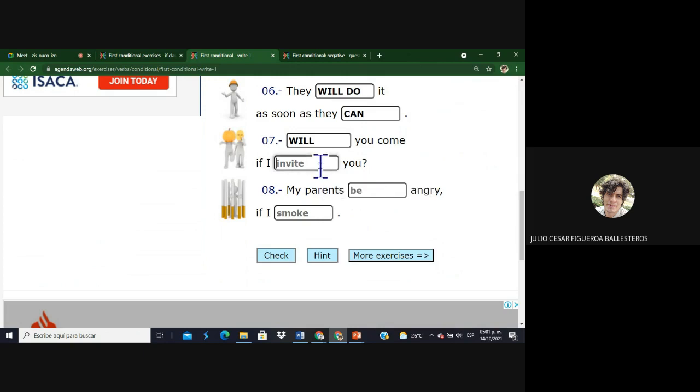I have a recommendation for you. Invite. Will you come if I invite you? My parents will be angry if I smoke. Mis padres estarán muy enojados si fumo.